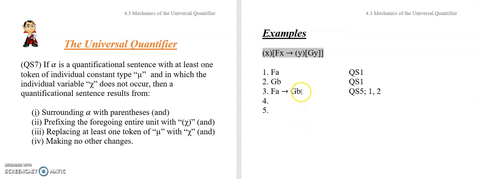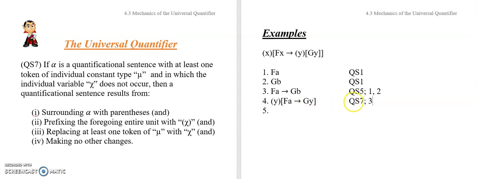Because if we were to now apply quantificational sentence rule 7, we have to prefix the entire foregoing unit with a universal quantifier, right? So we would take this entire unit, surround the whole thing in parentheses, like this, and then we would have to attach, for example, the y. You could use y, and that's totally legit, and you would say QS7 on line 3.